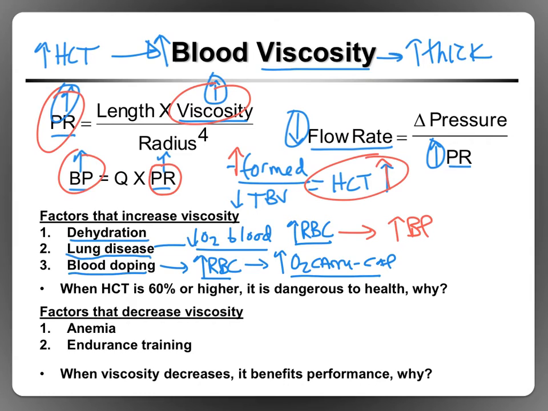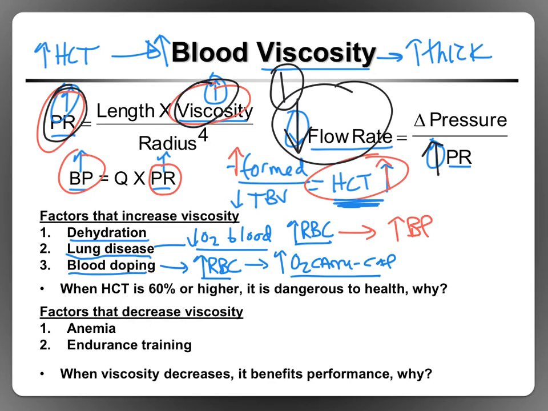Because keep in mind that if your red blood cells are rising and your hematocrit is rising, okay, this is causing your peripheral resistance to rise, which is going to reduce your flow rate. Okay, that's one problem. The second problem is an increase in viscosity, increase in peripheral resistance is going to increase blood pressure. That's another problem.